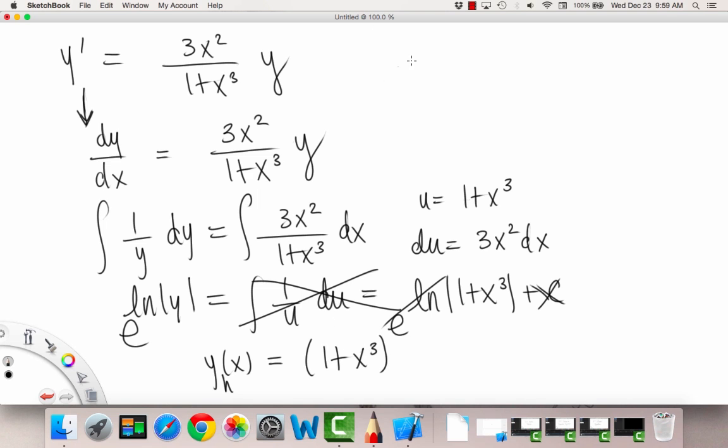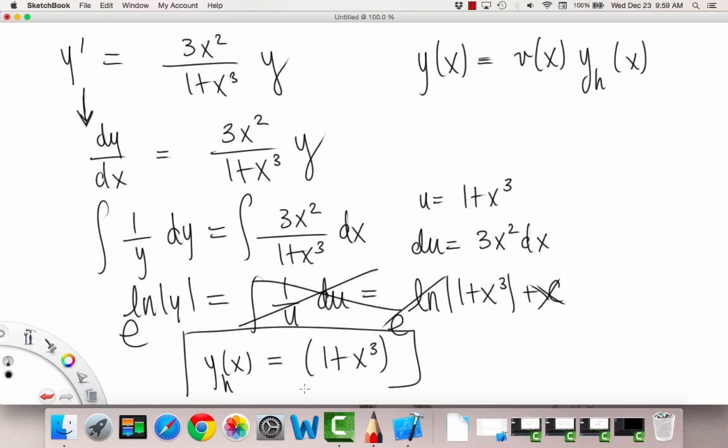We'll recall that our actual solution to the original ODE is equal to some unknown function of our independent variable times the solution to the homogeneous equation. That's what we're going to use in the following steps, so just keep this in mind as we construct our solution.